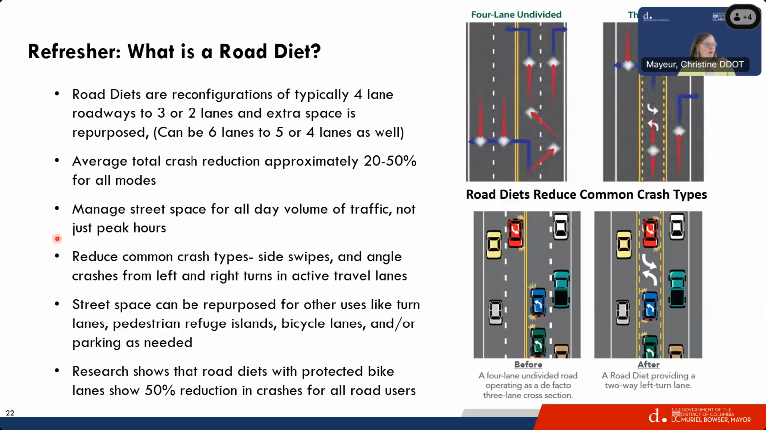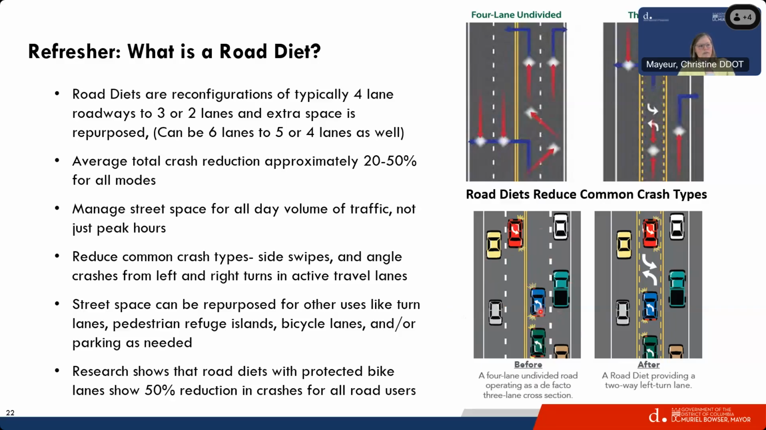We reduce the common crash types: side swipes, angle crashes, left and right turns from active travel lanes. The street space can be repurposed for other uses to meet other community goals. And research shows that road diets with protected bike lanes often show a 50% reduction in crashes for all roadway users.